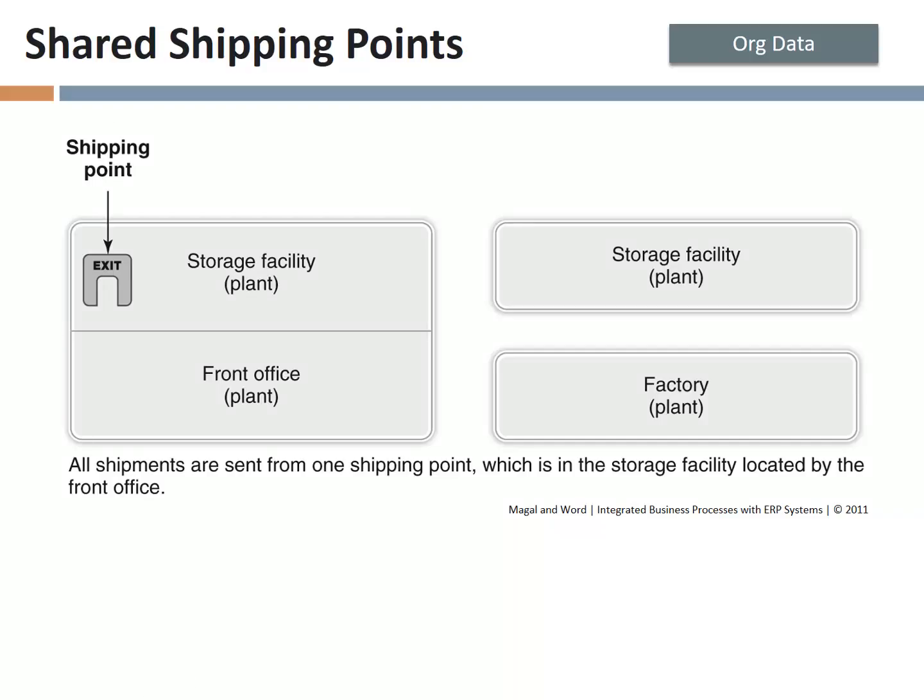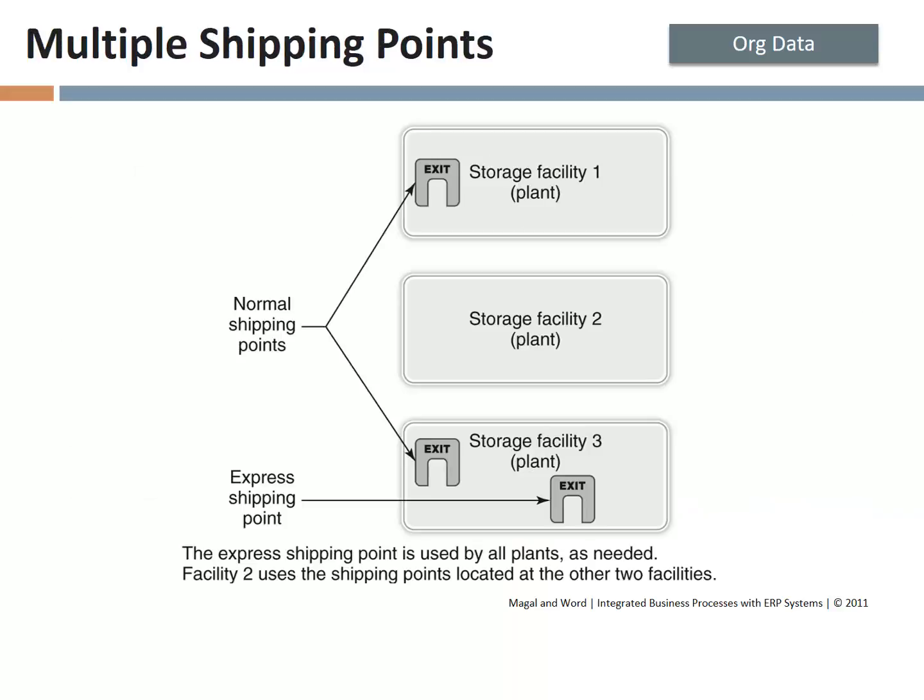This is the book's illustration of this. There's a shipping point here that exists in a particular storage facility in a particular plant. And then there's the front office. And then there's another storage facility in another plant. So I think this is the same as what I did, an overhead view. And so we only have one shipping point. And so everything that we ship out goes over here, which seems like it'd be really inconvenient, but we'll assume we load stuff up on a forklift or whatever and we drive it over here and it gets loaded there. So that would be a shared shipping point.